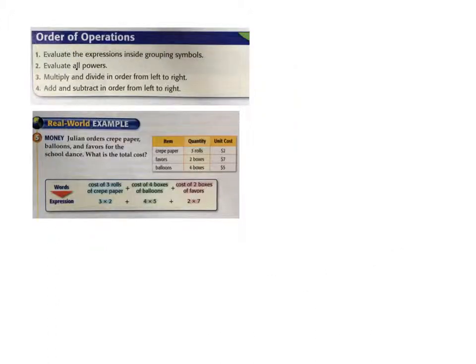Okay, moving on, I want to go ahead and do a real-world example here. Now, this is an example out of your book. We're gonna talk money here just a little bit. We have Julian orders crepe paper, balloons, and favors for the school dance. What is the total cost? Okay, so we're trying to figure out what is the total cost among the whole thing. So if we know that up here that crepe paper is 3 rolls at a unit cost of 2, we're gonna go ahead and go 3 times 2. Then we're going to add here.